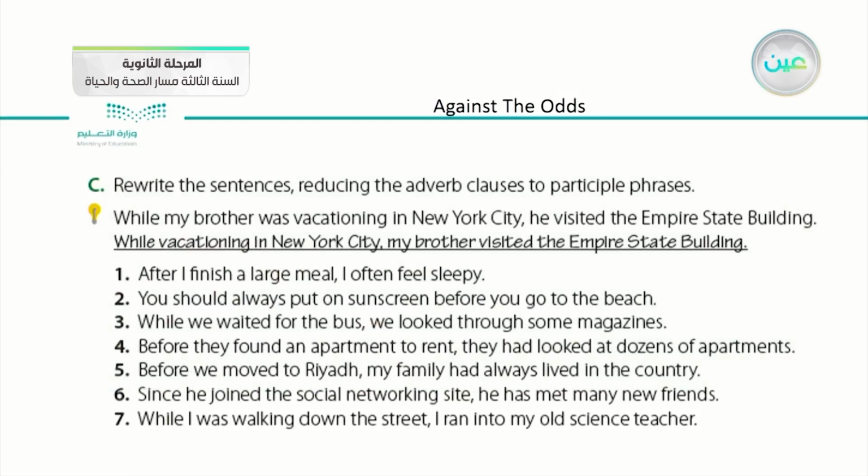After that, we have 7 sentences. But before we start doing these sentences together, let's take one example. While my brother was vacationing in New York City, he visited the Empire State Building. Now, he talked about his brother here. Then, he mentioned his brother again, one more time.